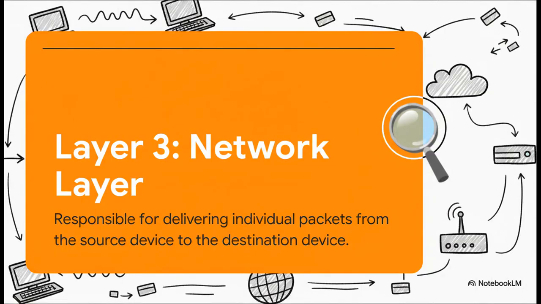Next up is the network layer, and this one acts like a global GPS for your data. Its whole job is to look at the entire internet and figure out the best possible route to get from the source to the final destination. And it does this using what are called logical addresses, which you probably know as IP addresses. It's the unique street address for every device on the global network.